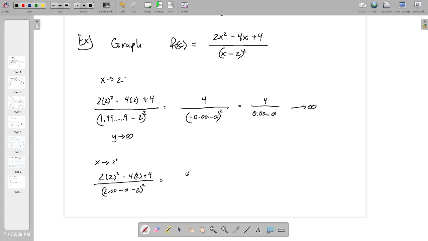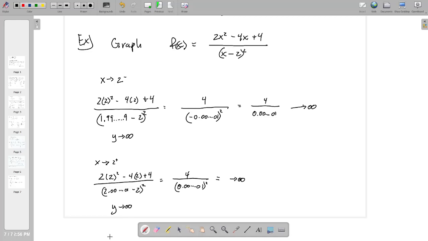So we get 4 in the numerator, and in the denominator we end up with 0.00 with an arbitrary number of zeros, 1 at the end, and we square that. So again, we have an infinitesimally small number here, and 4 in the numerator. So 4 divided by an infinitesimally small number will give us infinity. So as x goes to 2 from the right, our y goes to infinity.